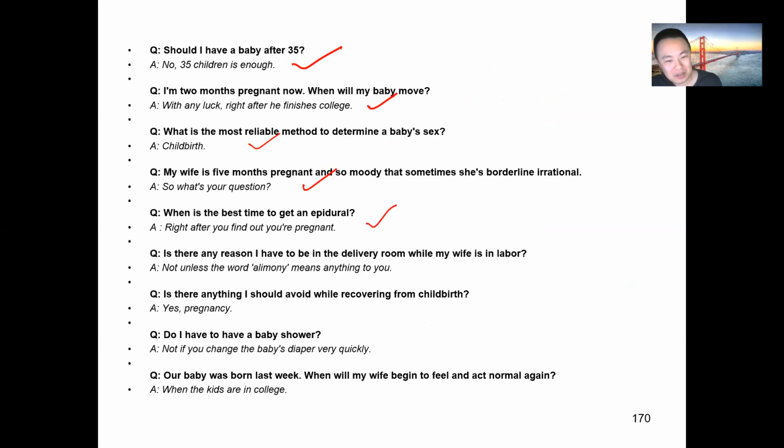Is there any reason I have to be in the delivery room while my wife is in labor? Not unless the word alimony means anything to you. Is there anything I should avoid while recovering from childbirth? Well, yeah, pregnancy. Do I have to have a baby shower? Well, not if you change the baby's diapers very quickly. Our baby was born last week. When will my wife begin to feel and act normal again? Well, when the kids are in college.